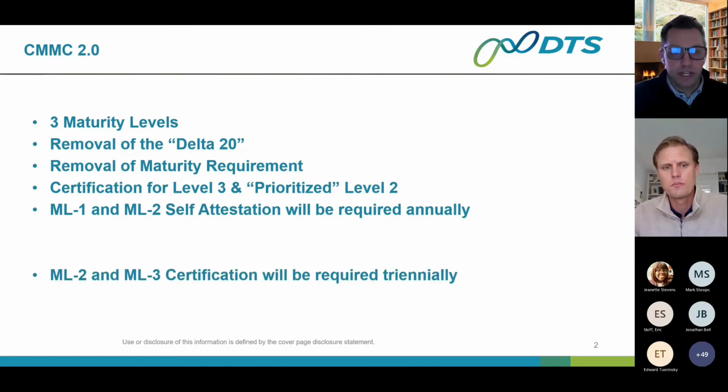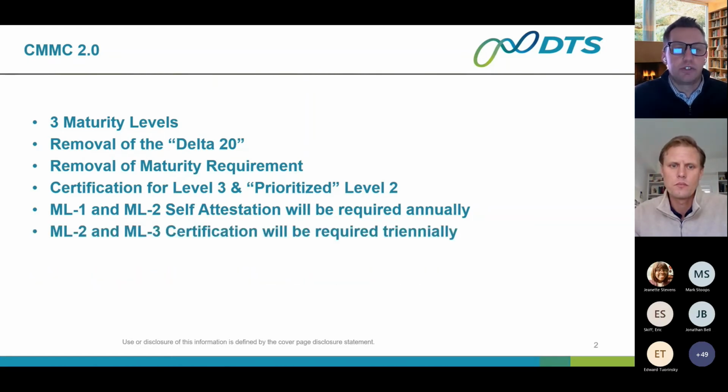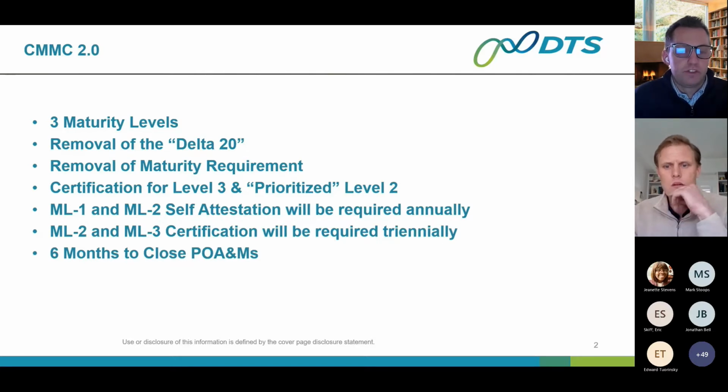The next big point here with certification: maturity level 2 prioritized and maturity level 3 both require certification. Those will still have to be certified every 3 years for the exact same reason that we stated with CMMC 1.0. Now, another major change here is that POAMs will be allowed for 6 months after contract award. Previously, at contract award, an organization would have to submit their certification, which they could only have gained if they had met every control at the maturity level that was required for the contract. But now DoD is allowing POAMs for 6 months after contract award.